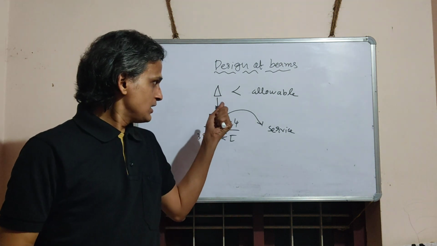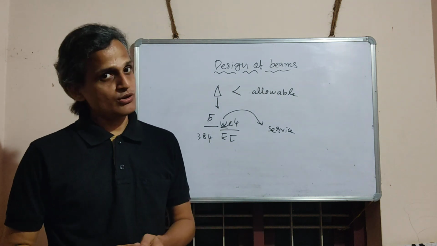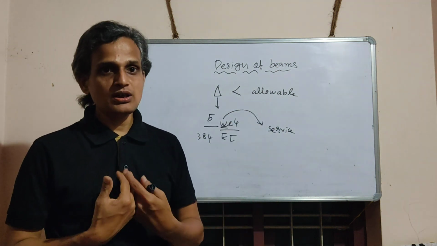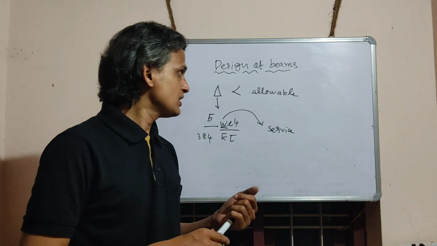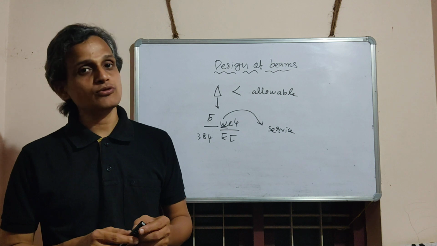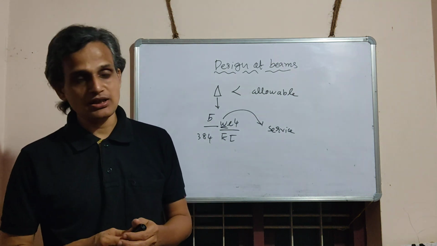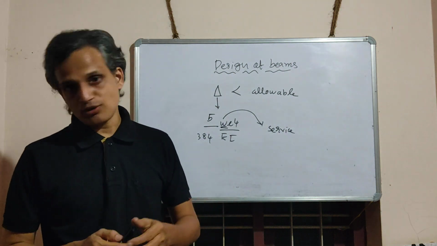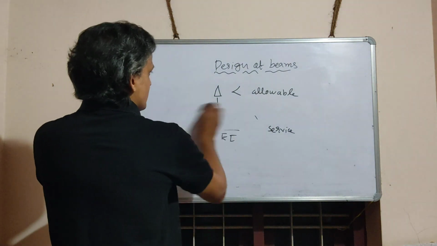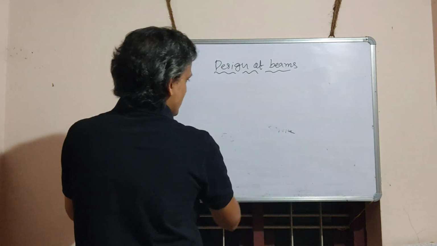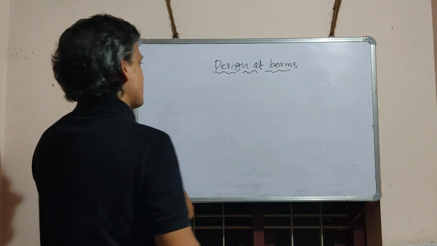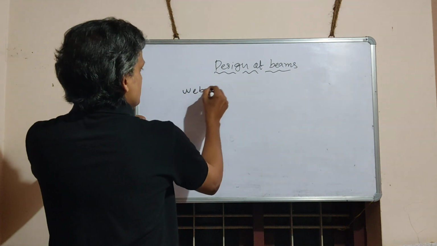For deflection, we have to use service load. What is the reason? Because the check for deflection, the deflection criteria, is limit state of serviceability. All other things are limit state of collapse. This is limit state of serviceability. That's why we are using service load. Okay. That is about deflection. Now, the last two terms, that is web buckling and web crippling. Now, web buckling.